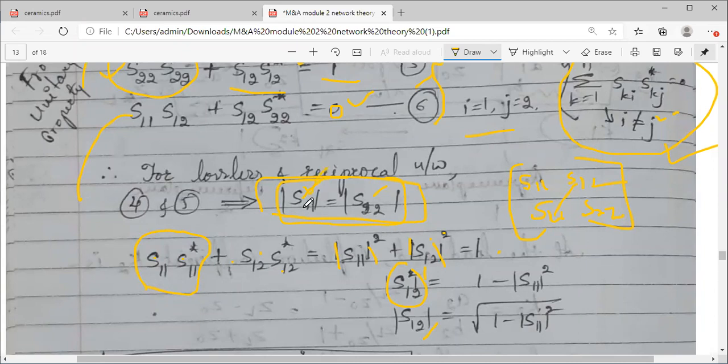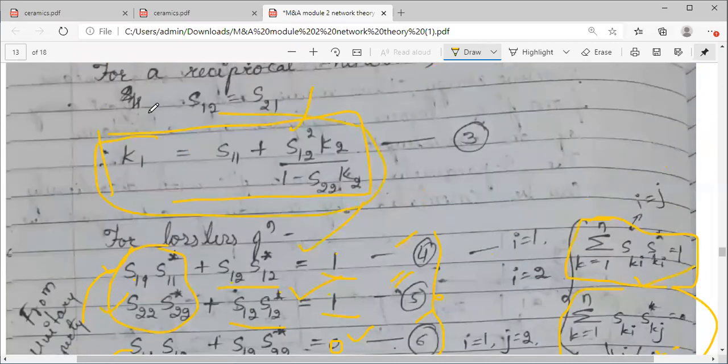So the major thing is I want S11. If S11 comes, S22 will come, and if S11 comes, S12 will come, and if S12 comes, S21 will come. Try to understand. Basically I want S11. How will S11 come?